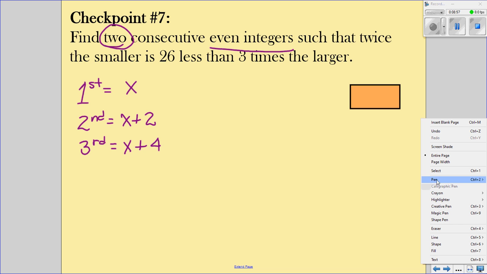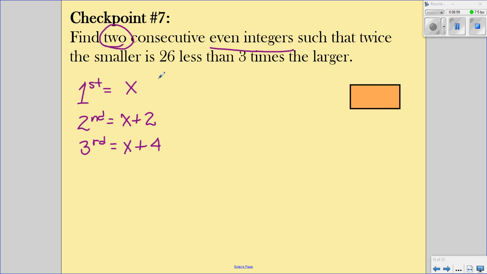Alright, so we got our let statement. Now it says such that twice the smaller, this is the smaller, so twice the smaller is means equal, less than is minus 3 times the larger. So times is multiply. So twice the smaller, which we have, equals 26 less than. Remember, 26 less than something. So that means you're taking 26 out of something that already exists. So this should come in second. So 3 times the larger, this is the larger, so 3 times the whole larger, which is x plus 4 in parentheses, minus 26.